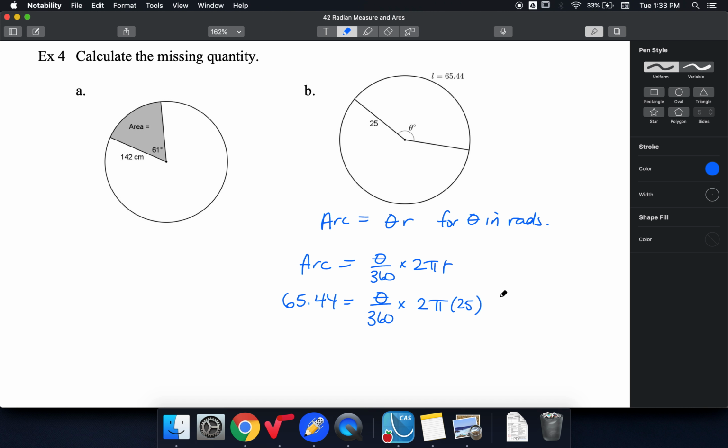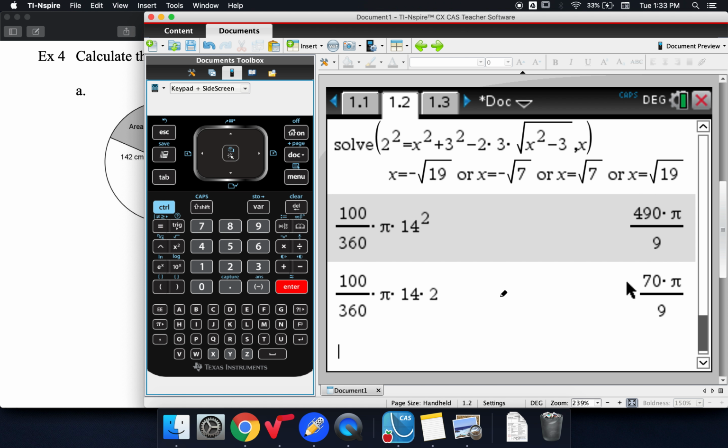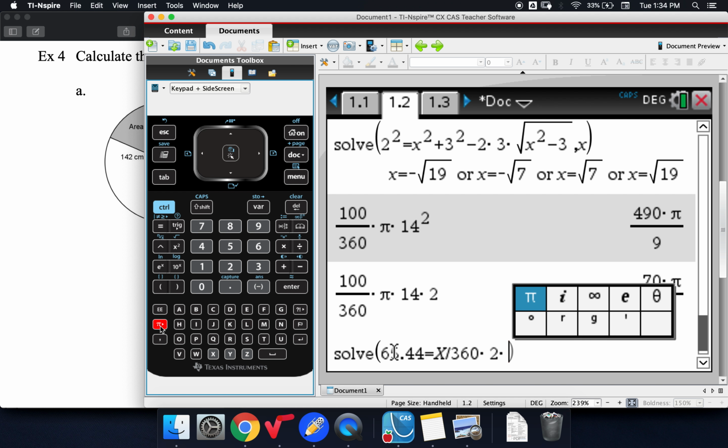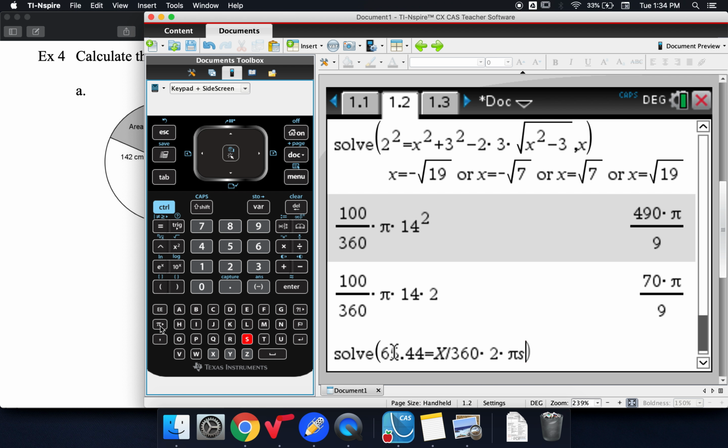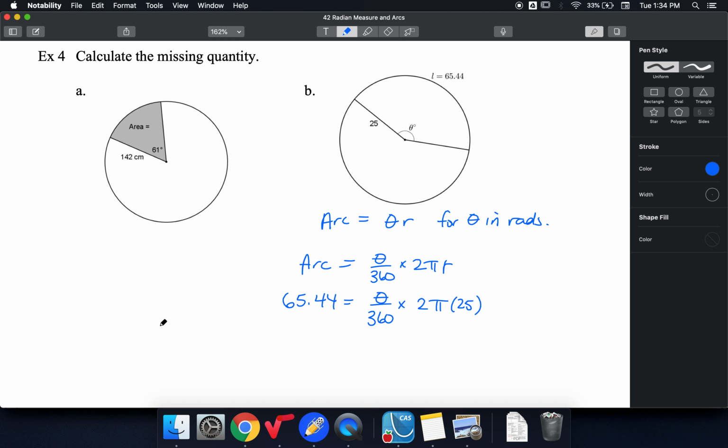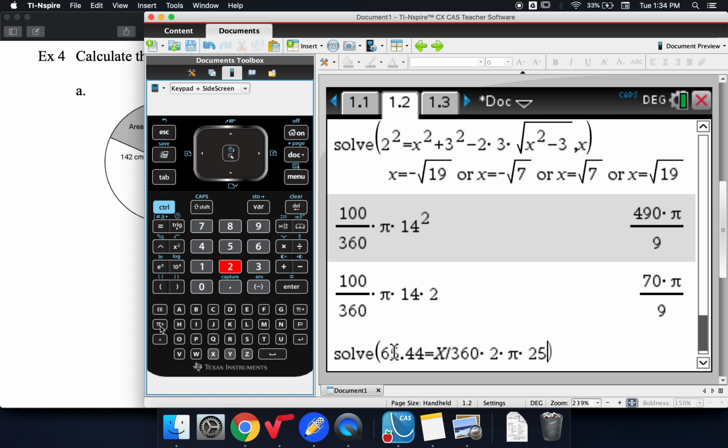And again, you would be tempted to start doing a bunch of algebra, but you got this big calculator, use it. I'm going to solve for 65.44 equals, instead of theta, I'll use x over 360 times 2 times pi times 25. And of course, we're solving for x.